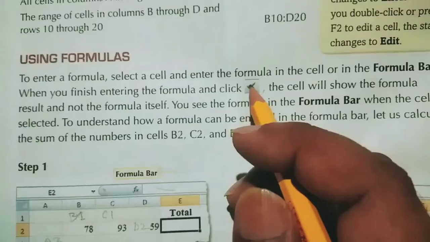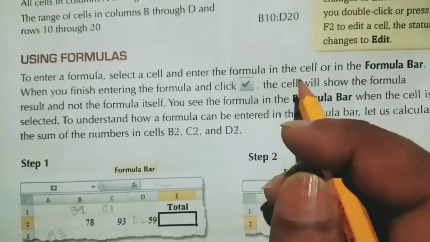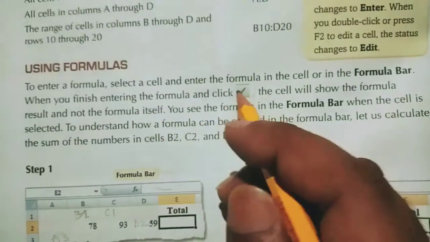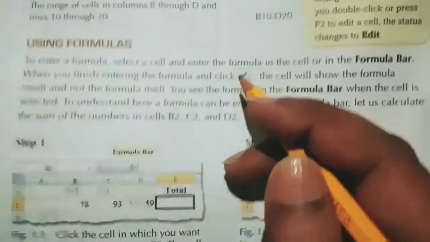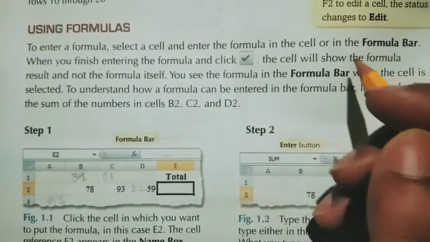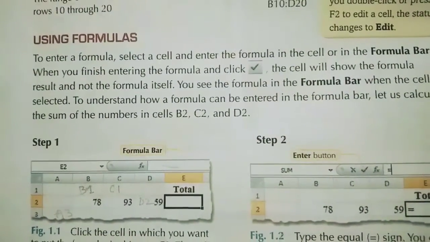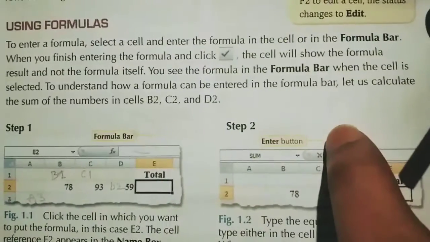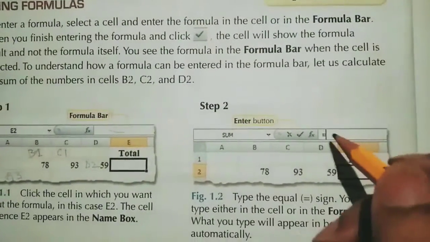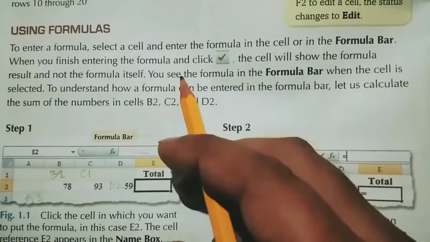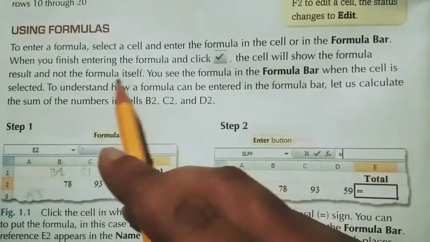After writing the formula, you have to click this tick mark. The cell will show the formula result and not the formula itself. So after pressing this tick mark, or you can press enter on your keyboard, the cell will show the answer of the formula. It will show the result, but it will not show the formula there. It will show the formula only in the formula bar. So you see the formula in the formula bar when the cell is selected.